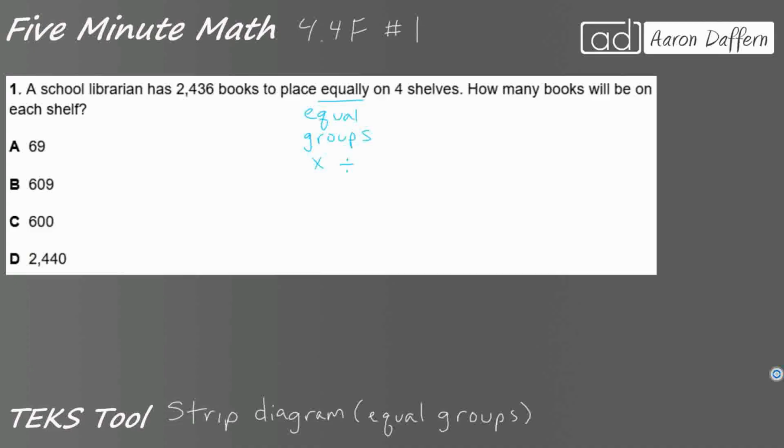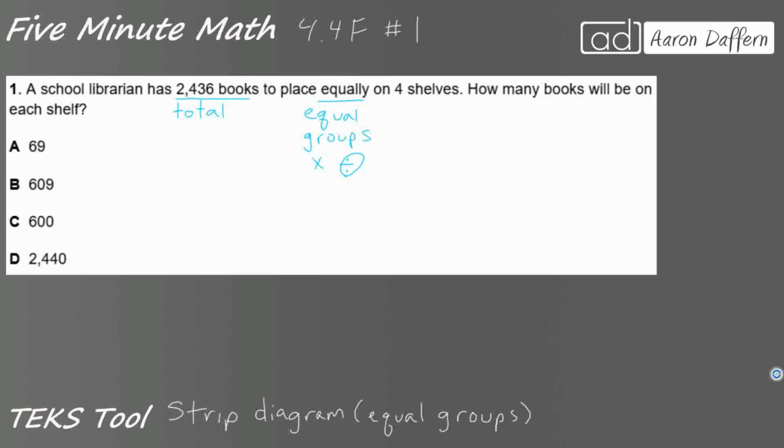2,436 books. So is that the total? Is that the number of groups or the number in each group? Well, no, that's the total number of books because it just says the school librarian only has this number of books. So this is our total. So that is helpful because whenever we are given the total, it means we're going to divide because we're going to either divide it and look for the number of groups or the number in each group.